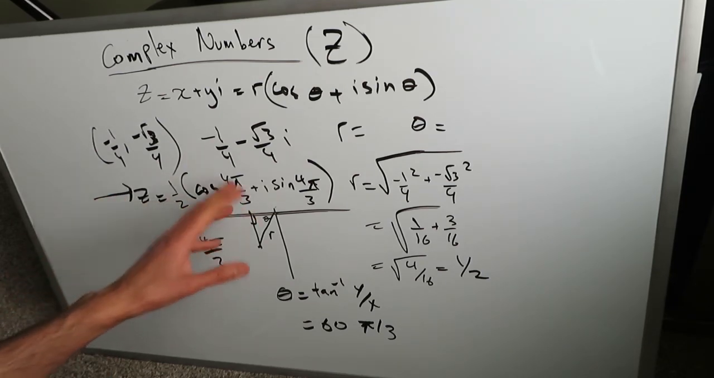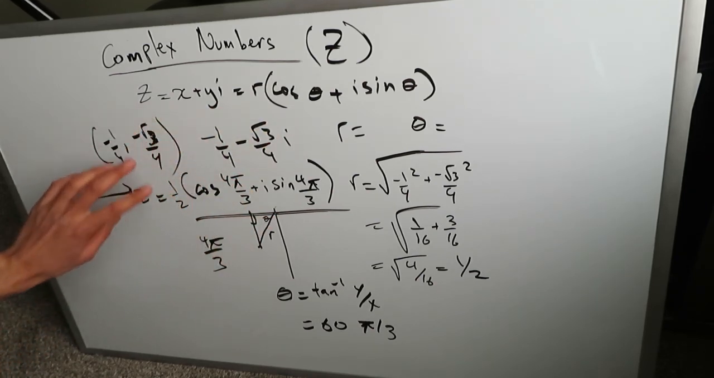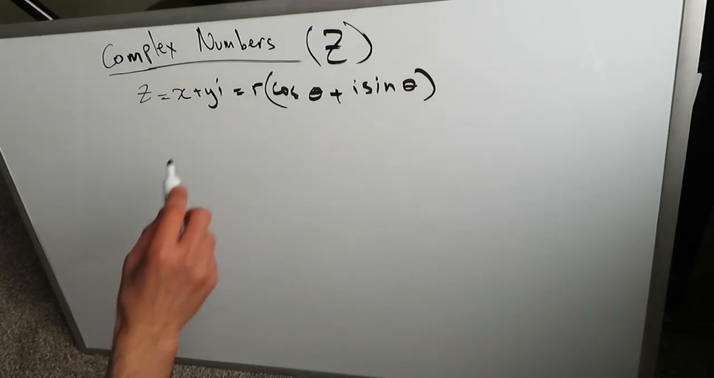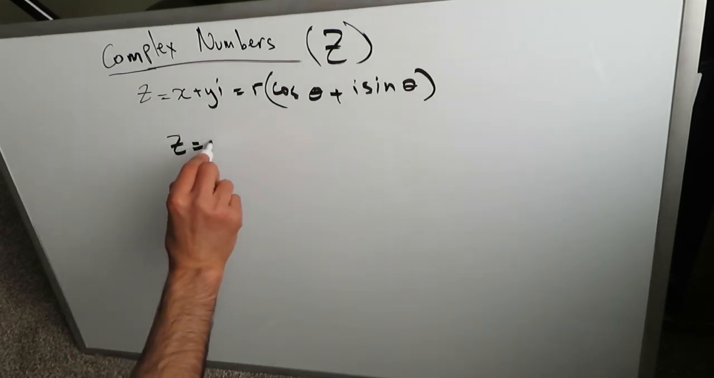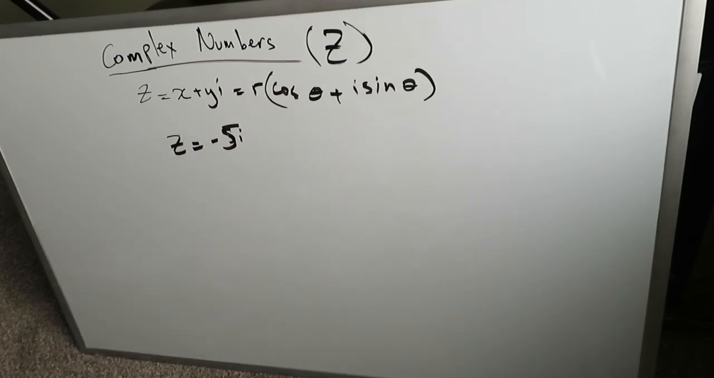The polar form of this complex number. The complex form, the polar form. The question is this. Our complex number is a minus 5i. We have to determine this complex number's polar form. We have to convert it.